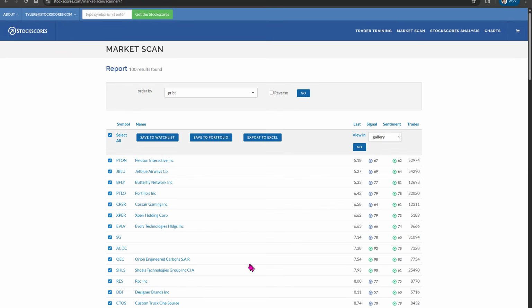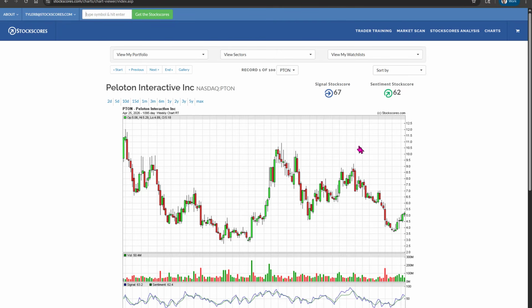Now it's going through every stock listed on the North American markets, and it found over 100. Now we could fine tune our filters to find less than 100, but let's just go with this for now and see if any of these charts have the kind of pattern that we saw in Intel. So here's Peloton.